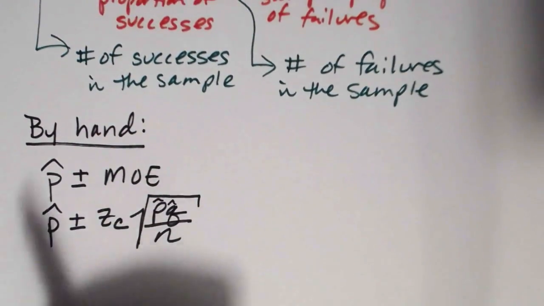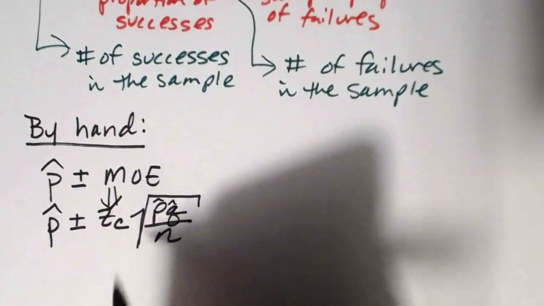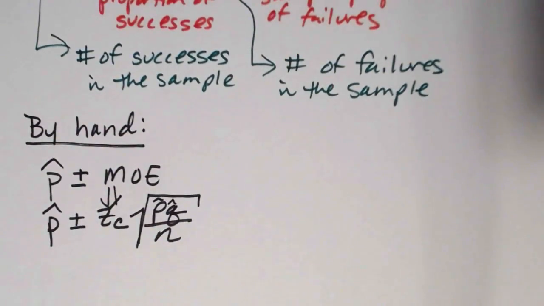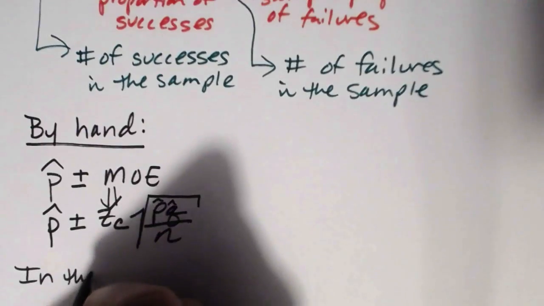You're welcome to give that a shot. It's pretty straightforward. You're just plugging in values. This, remember, you get from the table in the book. And then all of these values would be given as part of the problem. Or you can use the calculator.